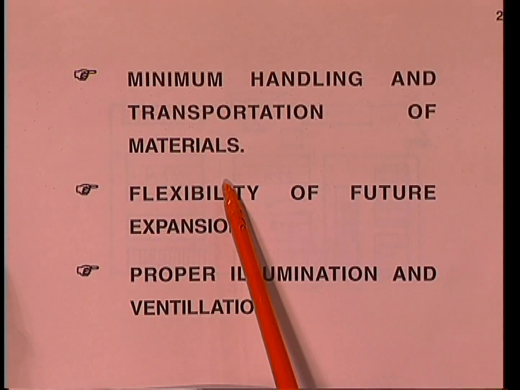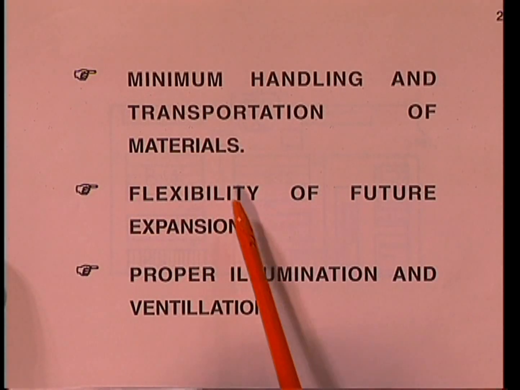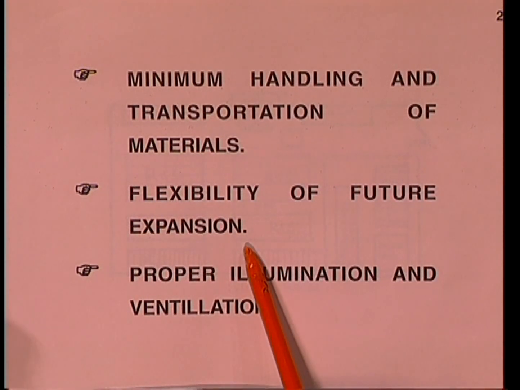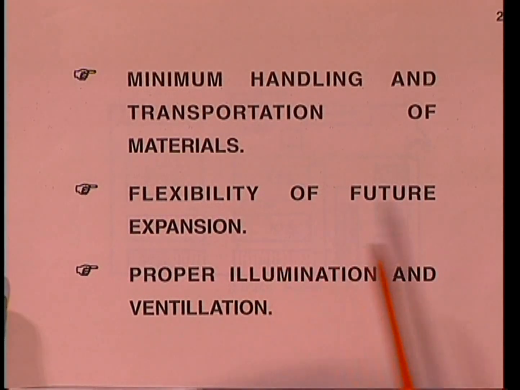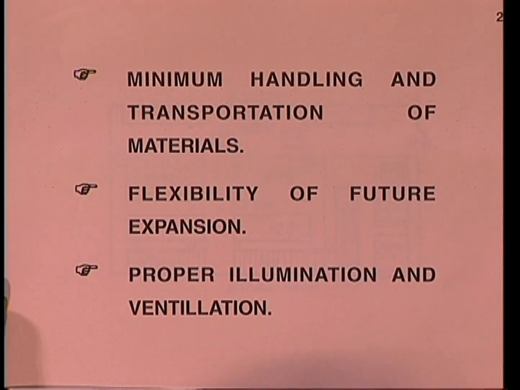That means when we locate a particular material at a particular place in a store, it should be nearer to its end use, either a machine section or whatever it might be, so that the material handling time will be reduced. Next, flexibility of future expansion. Whenever we go for a layout of a stores, we should see that 20 to 25% of extra space is provided in the stores for further expansion.